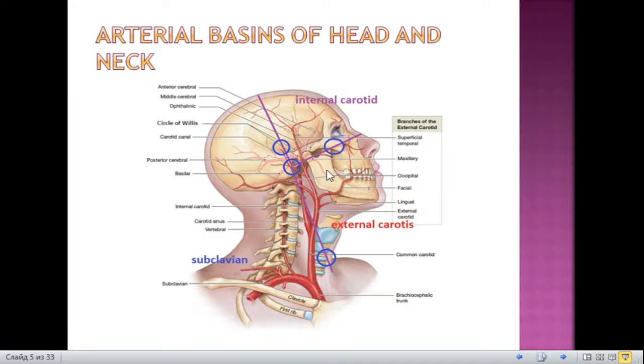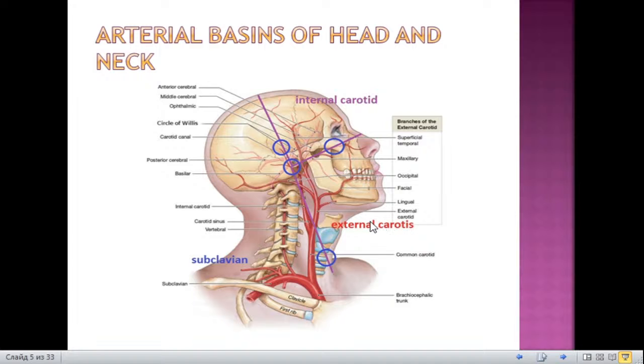So what are the major arteries of the head? Look here, the first one is violet in color. That is the internal carotid artery. The internal carotid artery supplies part of the head, approximately the eye and forehead, so approximately up to the level of the ear. After that, red in color, that is the external carotid artery.